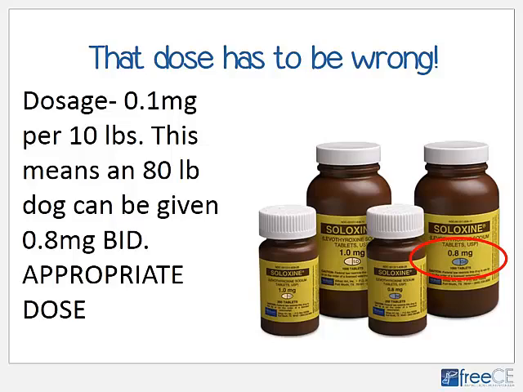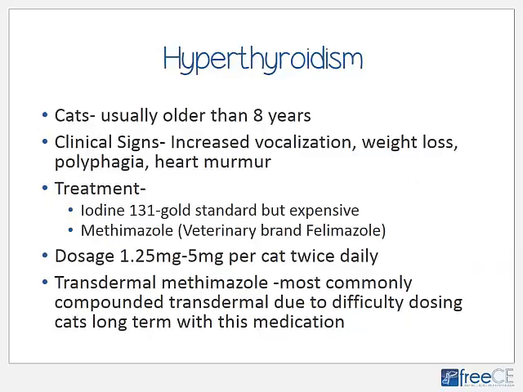This dose is one that catches most pharmacists off guard, resulting in the most callbacks for veterinarians. We also see thyroid disorder in the cat, but they have the opposite problem. In older cats, we commonly see hyperthyroidism. This disease is generally a result of the overproduction of thyroid hormone due to a benign tumor in the thyroid gland. These cats will show increased vocalization, weight loss despite polyphagia, and often have a heart murmur.